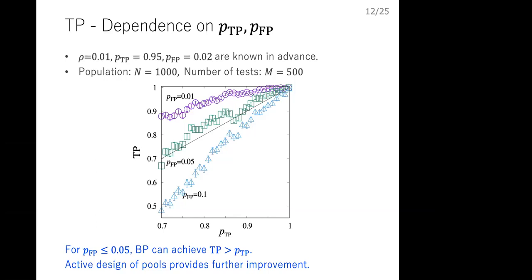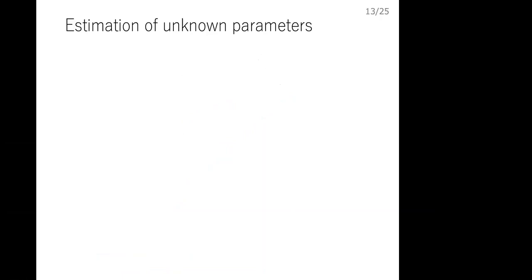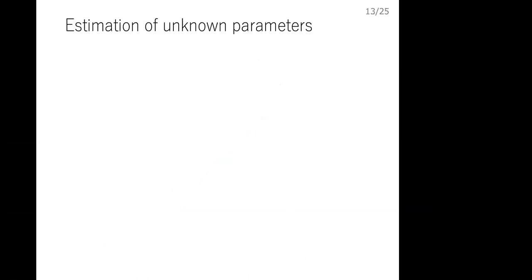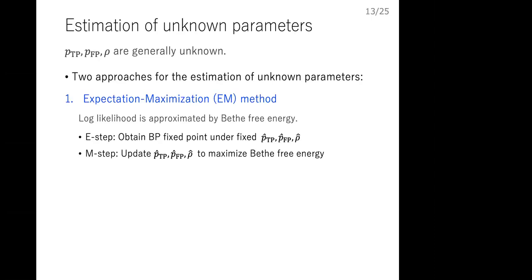Before we move to active pooling, I will discuss the estimation of the unknown parameters in the model. In this numerical simulation, the true values of prevalence, PTP, and PFP are known in advance. But these parameters are not known in general. But these parameters can be estimated using the following two methods. The first one is the EM method. Belief propagation can approximately calculate the log likelihood, which is known as the Bethe free energy. Using this quantity, we obtain a recursive relationship regarding these parameters.